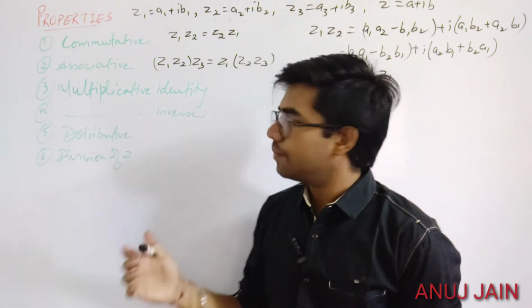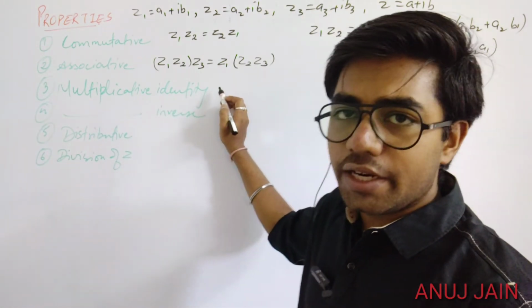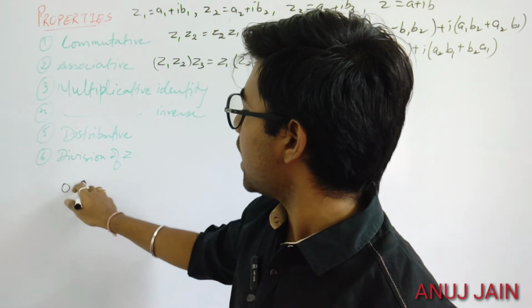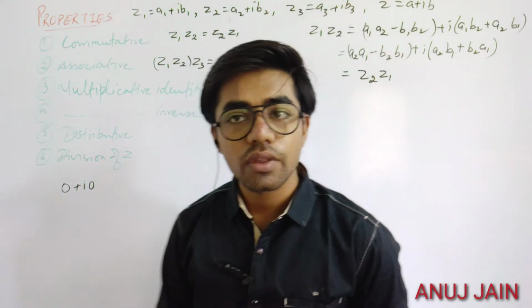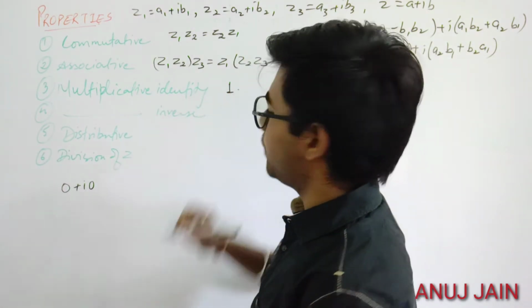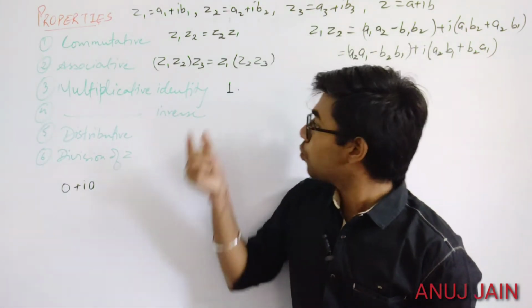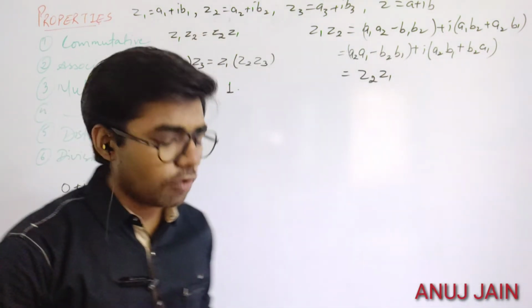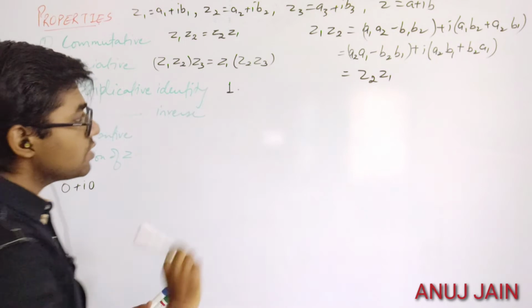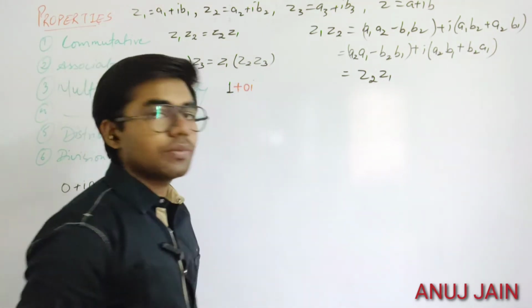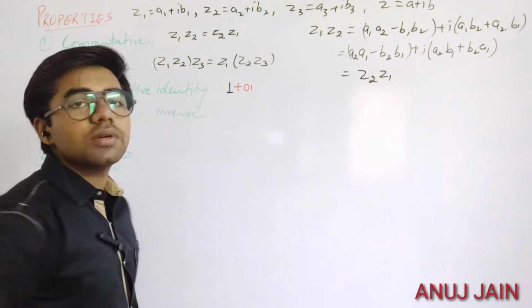Okay, just try it. Now multiplicative identity. For additive identity we have seen it was 0 plus I times 0. For multiplicative identity we have 1. Now you will see that 1 is a real number, it is not a complex number. But 1 can be written in the form of a complex number just by adding 1 plus 0 times I. So now this becomes a complex number.